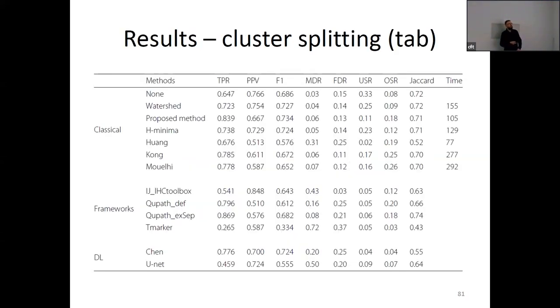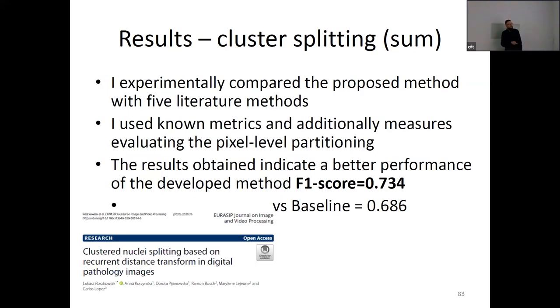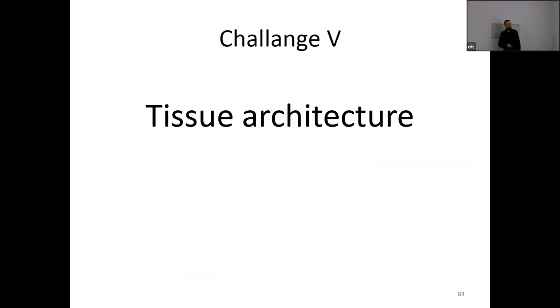And again, I compared my proposed method with the deep learning methods, the same methods. And here, as you can see, the results of the chain method were quite good, but my proposed method had even better results, slightly better results, but it was more clear how it worked, and that's why we use this method. This is the proposed method of cluster splitting. Okay, so the final F score was 734 versus a baseline of 686, so it was quite a good increase.